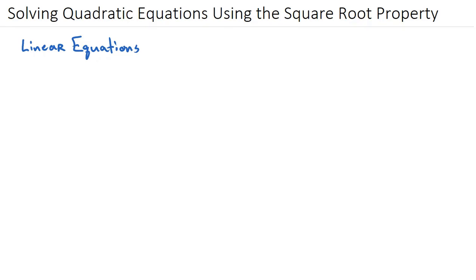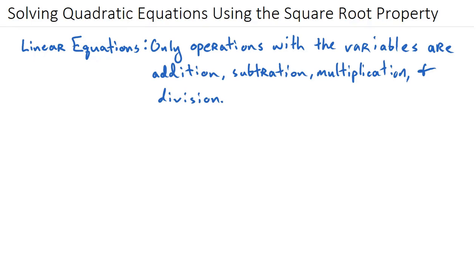solving. The equations we have been working with are called linear equations. And you can identify a linear equation because there's nothing happening to the variables except addition, subtraction, multiplication, and division. So the only operations that are happening with the variables are addition, subtraction, multiplication, and division. If it's just a regular number, it can have any operations. So basically what that leaves out is exponents and radicals. So with linear equations, none of our variables will have exponents, nor will they be under a radical.